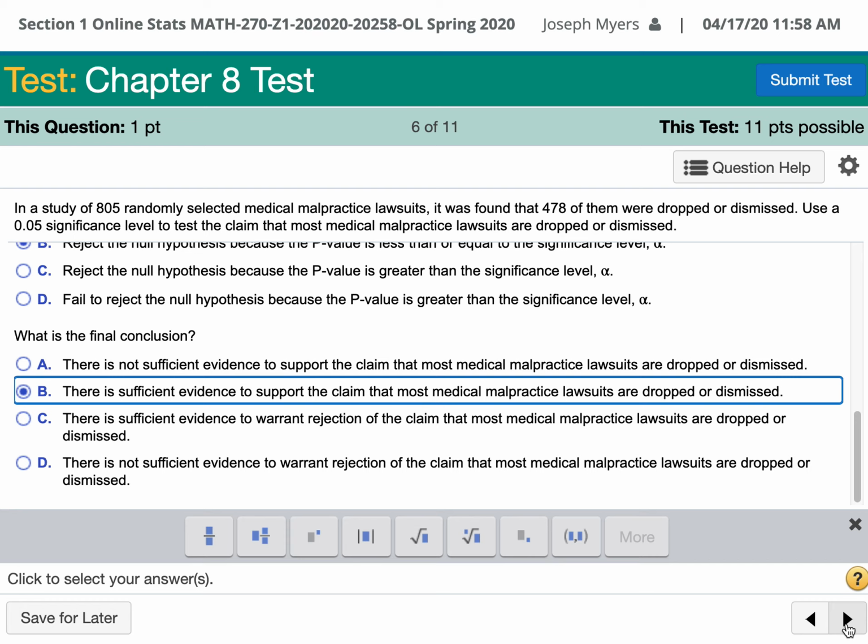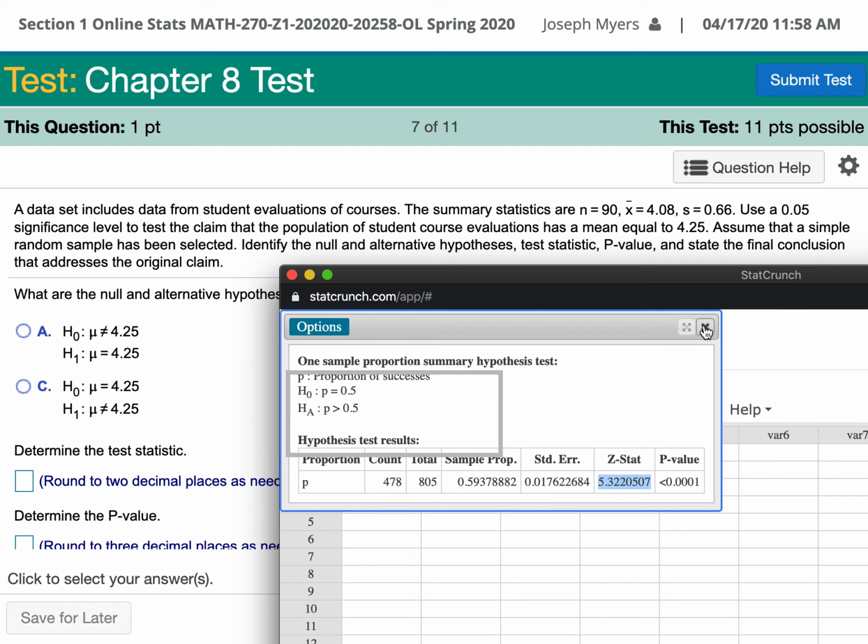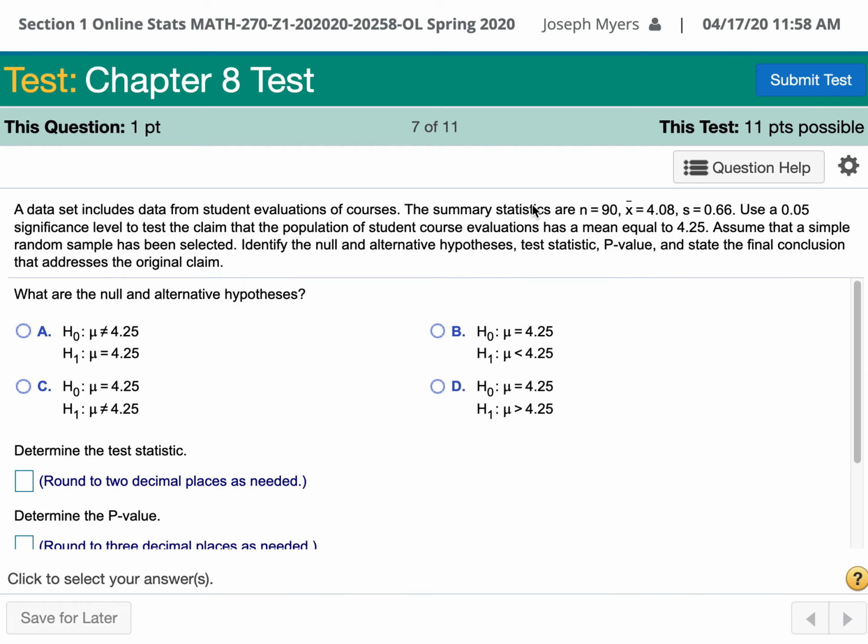All right. Then a data set includes data from student evaluations of courses, and it gives us those summary statistics. So what we'll do is go to StatCrunch, and this time when you're doing a hypothesis test that involves the mean of something, you use a t-distribution. You might remember in some of the examples in your homework, there was a table that showed you the different kinds of distributions that you'll use.